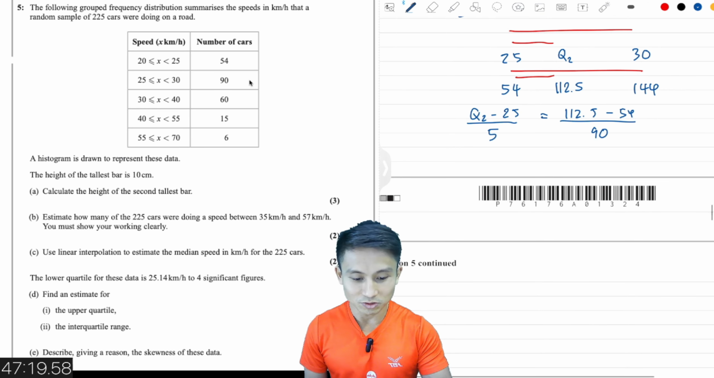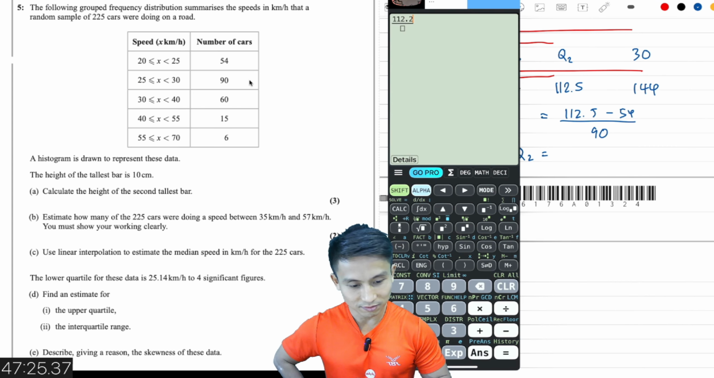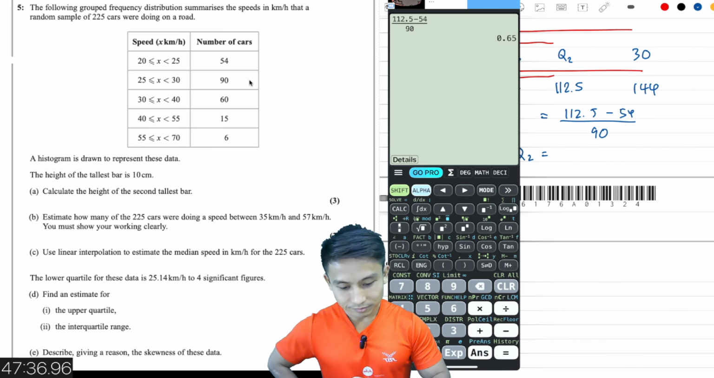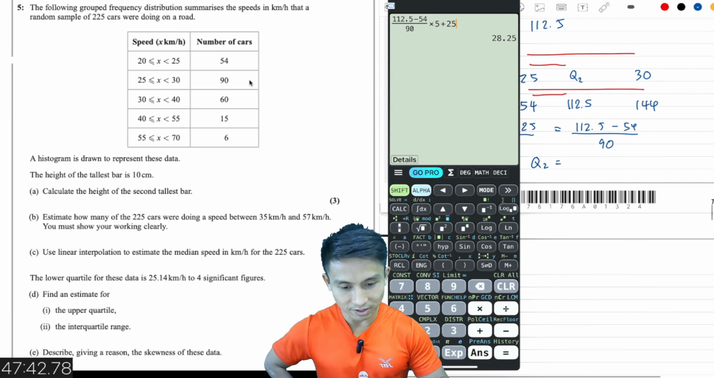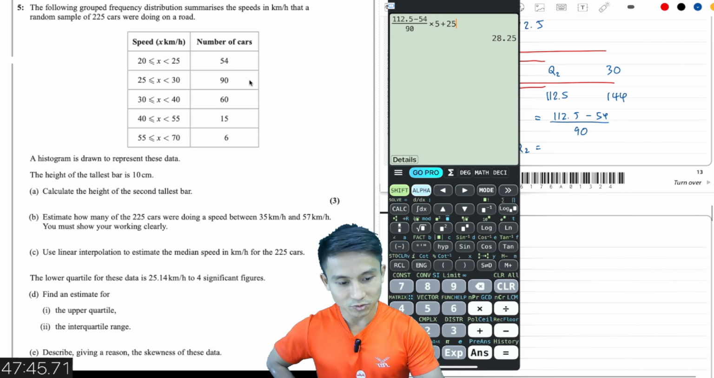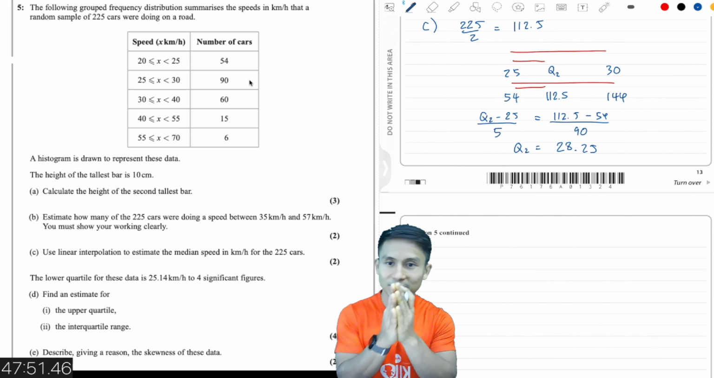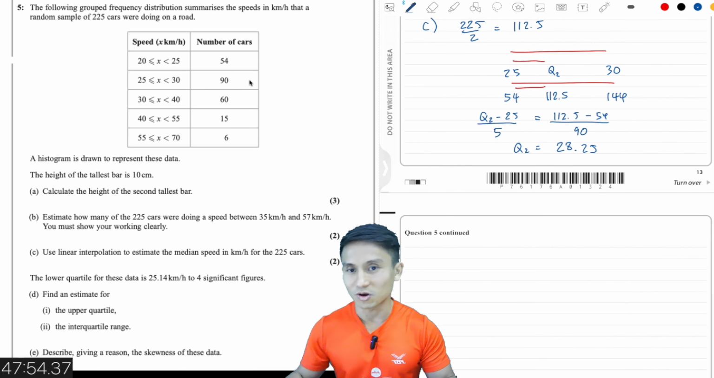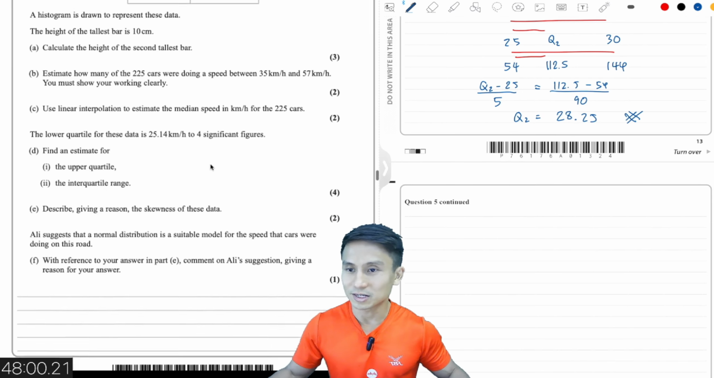Okay? And now we solve for Q2. So it's going to be 112.5 over 90. I have to be really careful with what I put in the calculator here. Multiply by 5 first, because you move 5 first, and then you plus 25 when you solve this equation. So that's going to be 28.25, which makes sense because you expect it to be between 25 and 30. If you don't get that, then something is wrong. You double check. So that's the median for part C.